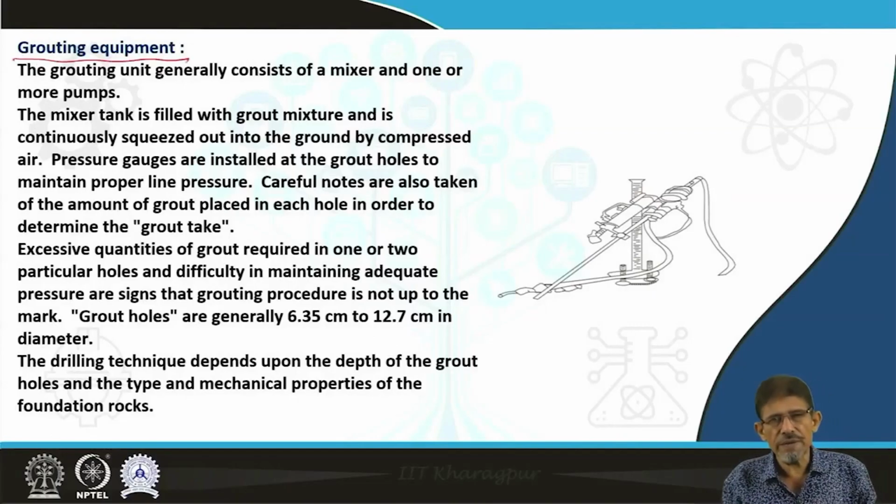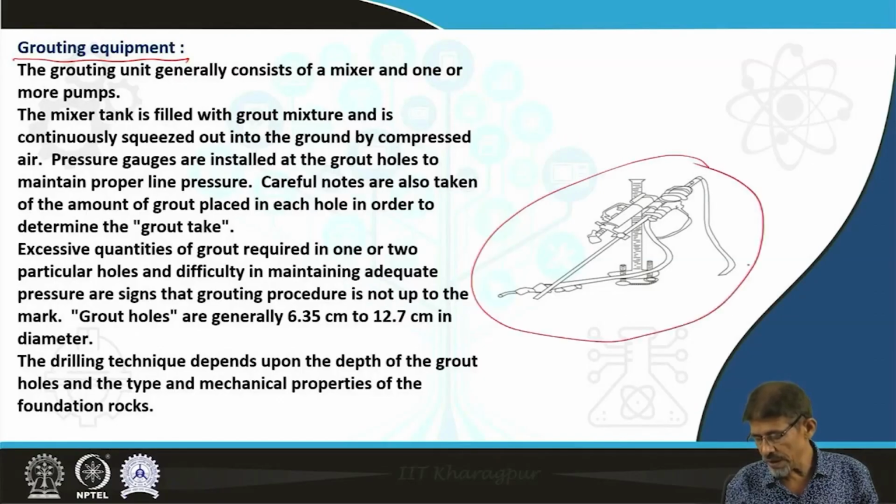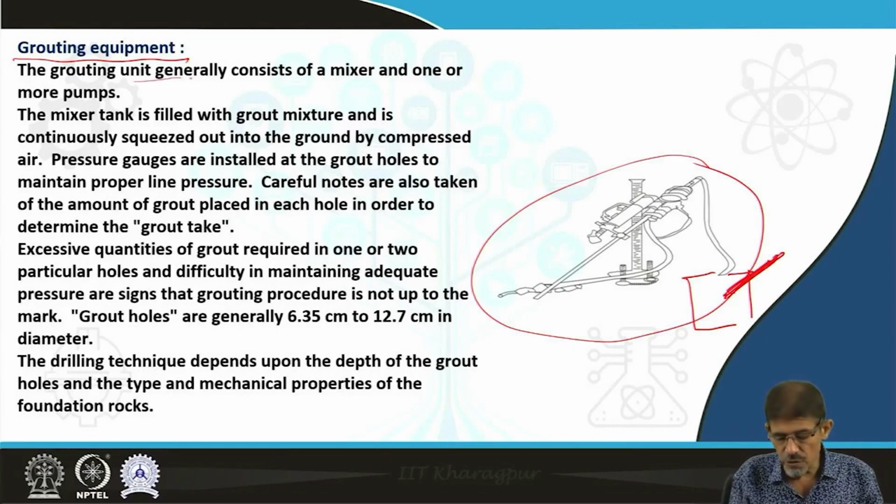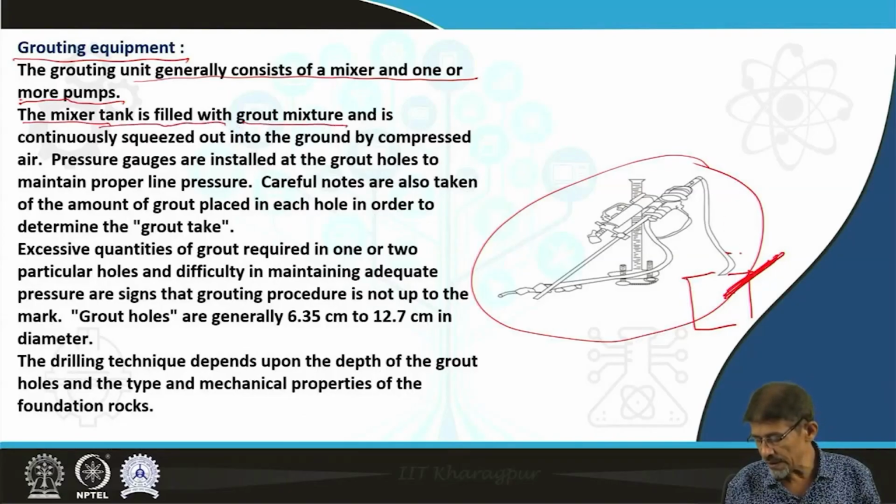Grouting equipment is very simple. This is the view of the grouting instrument without a pump. Here I am going to add a pump, electric or manual. The grouting unit generally consists of a mixer and one or more pumps. The mixer tank is filled with the grout mixture. Here we are going to attach the tank, and the grout is continuously squeezed out into the ground by compressed air.